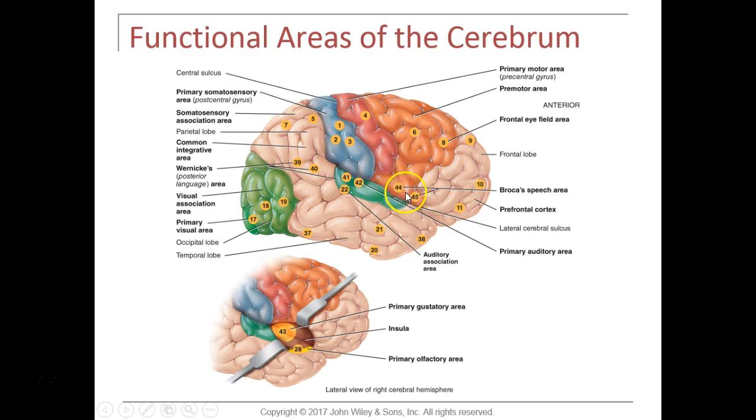So typically if someone has a stroke and it affects this area of the brain, the Broca's speech area, they can understand you when you are speaking to them, but they can't form words correctly to communicate back to you when this area is damaged.